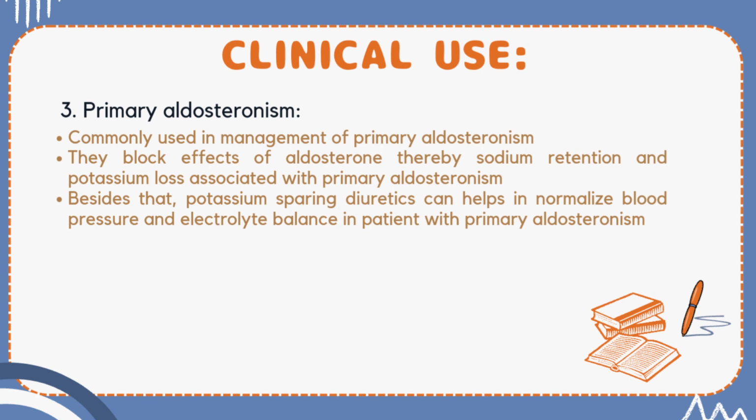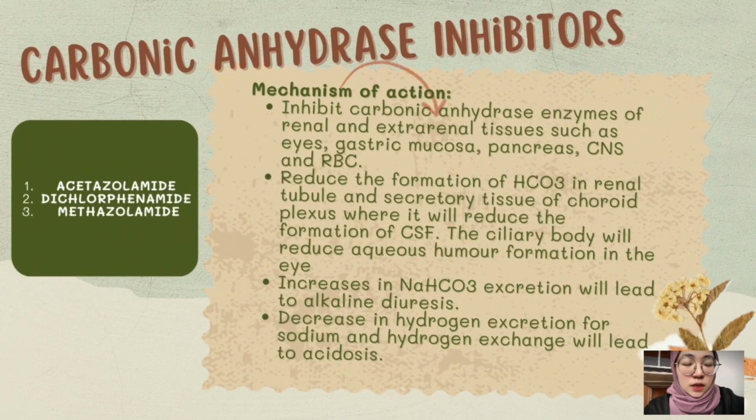They will block the effect of aldosterone. They also reduce the sodium retention and potassium loss associated with primary aldosteronism. And also, they can help to normalize the blood pressure and electrolyte balance in patients with primary aldosteronism. Next, we move to carbonic anhydrase inhibitors.